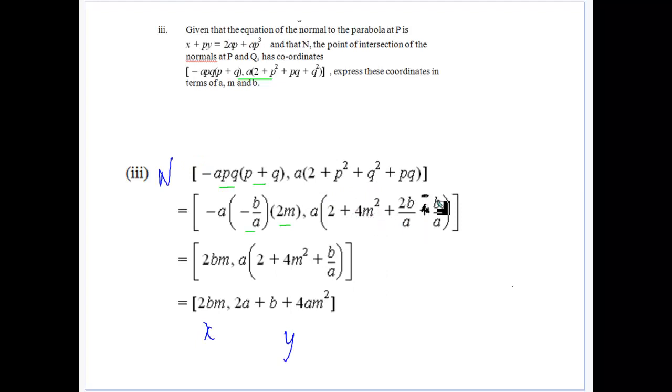And PQ is minus B on A, so we can substitute that in. We can clean that up because 2B on A minus 1B on A is 1B on A. And then we can cancel by the A there, or expand through by the A. So we get the 2A plus B, because that cancelled, and 4AM squared. So there's our X and Y values that we put in for X and Y coordinates.